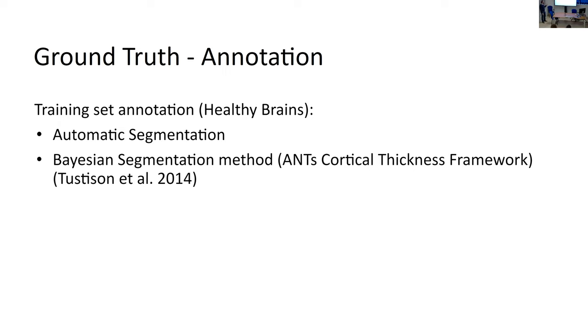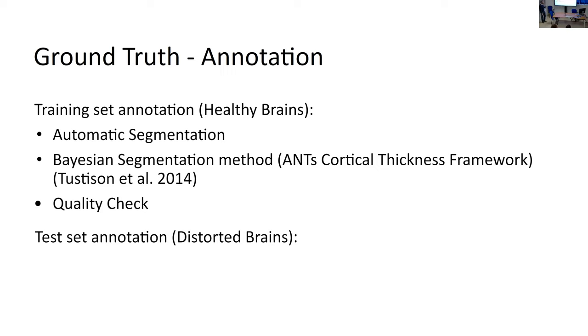We use the Bayesian segmentation method ANTs cortical thickness, which we noticed in the last work was the best performing segmentation in general. And obviously, after doing the annotation, even if automatic, we have to do a quality check and outlier detection to ensure that the quality of the segmentation is good.